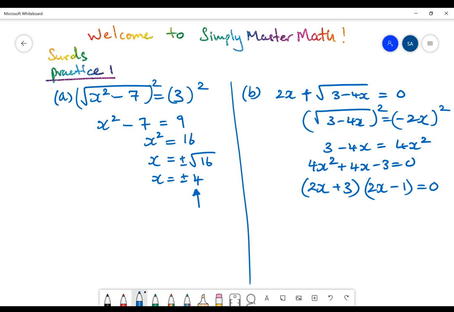So this would eventually lead us to the zero product theorem, where you have x equal to minus 3 over 2 or x equal to half. Again, you are supposed to check for validity of these two answers as well. Now let's move on to another question.